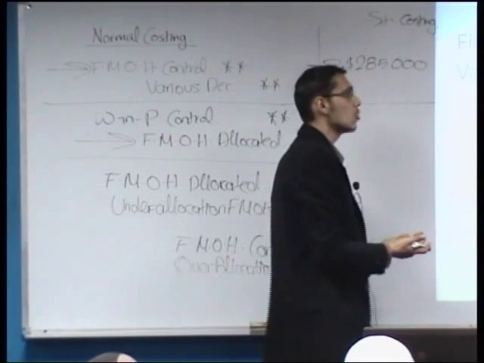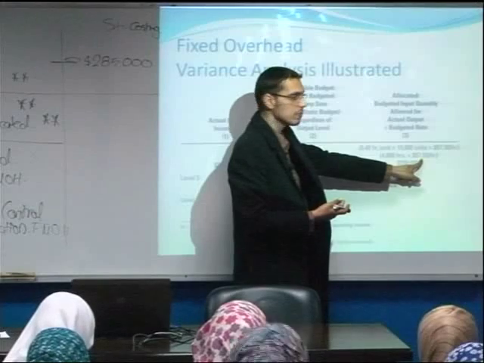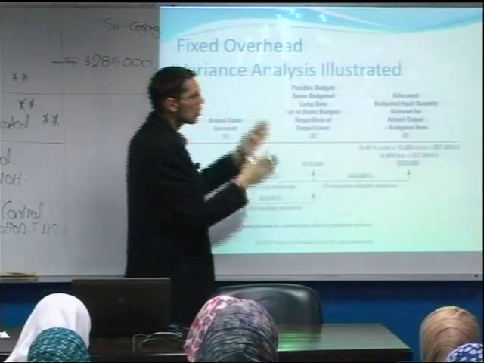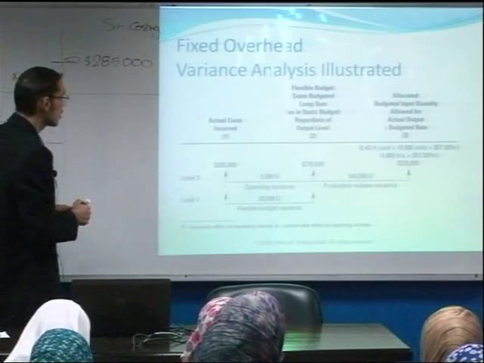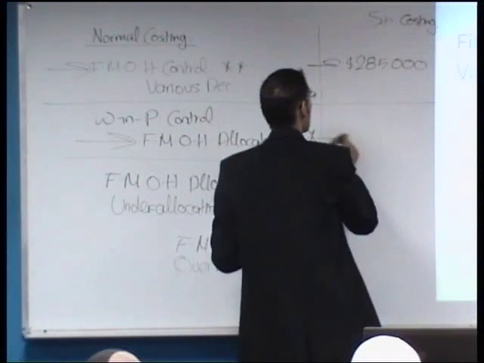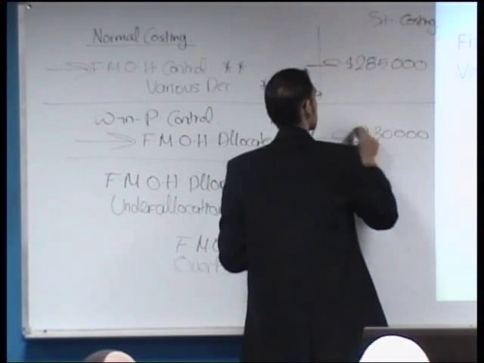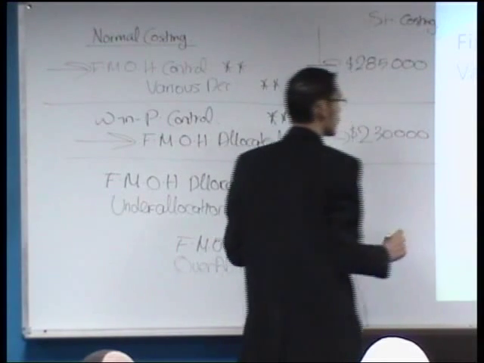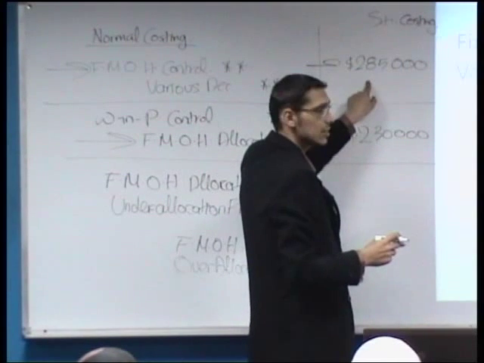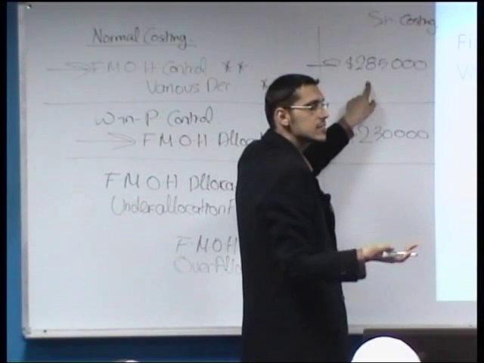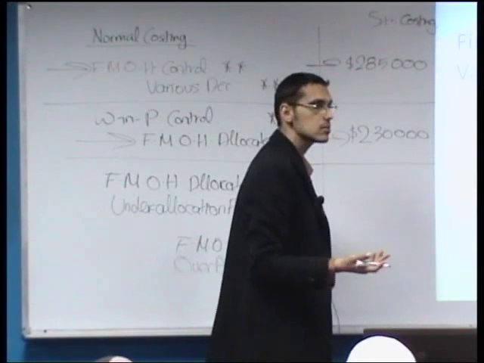Therefore, according to our calculations, we would use the standard rate of 57.5 and the standard machine hours, or standard quantity, of 4,000. Therefore, we will allocate $230,000. Of course, as we can see here, we have a difference between 230 and 285. What is this difference? This difference is a spending variance and a production volume variance.